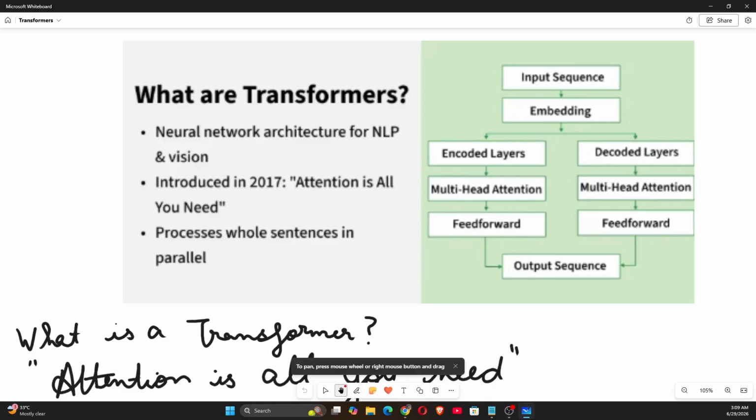So let's start. Basically, transformers are a type of neural network architecture that has become the foundation of modern artificial intelligence, especially for language models like ChatGPT. They were introduced in the 2017 paper Attention Is All You Need.